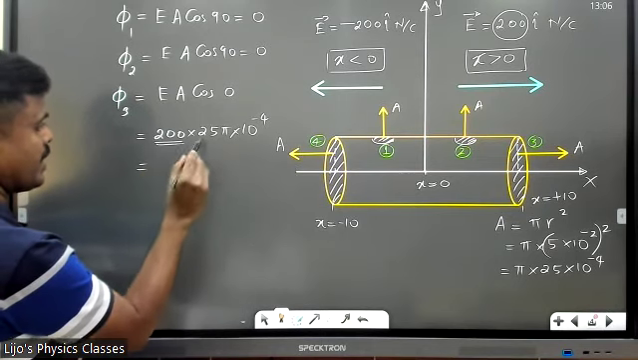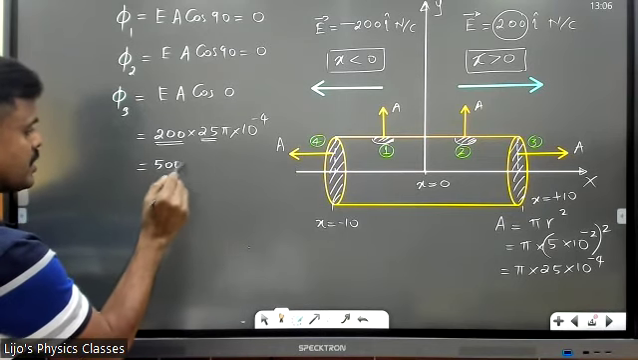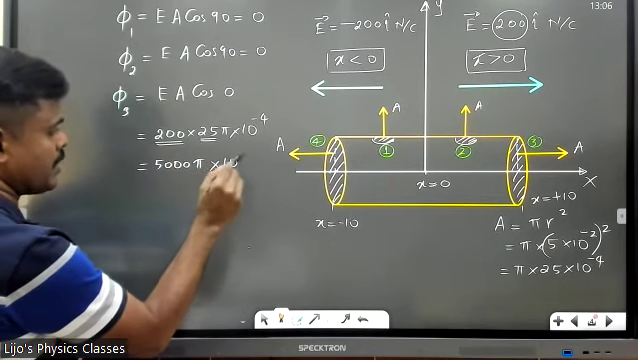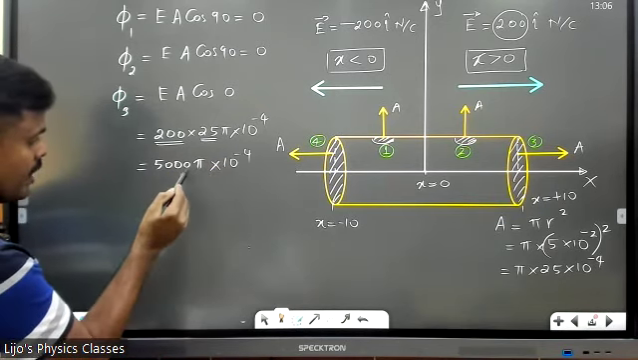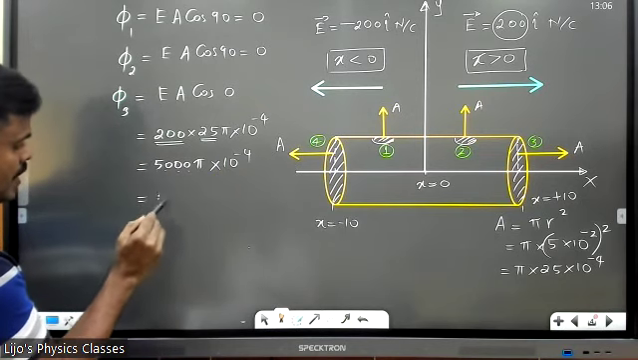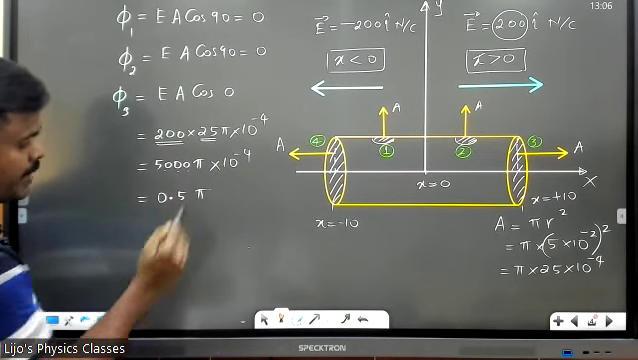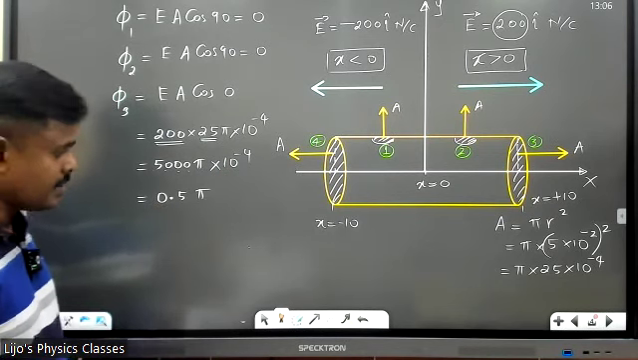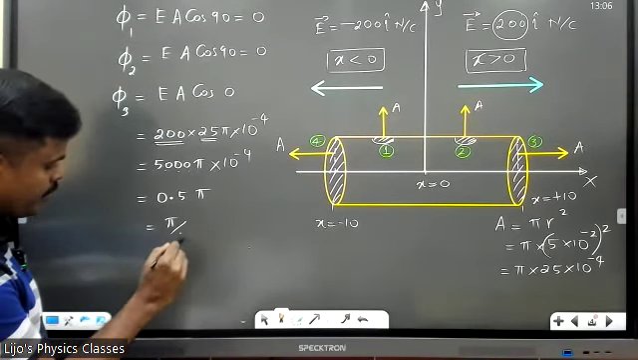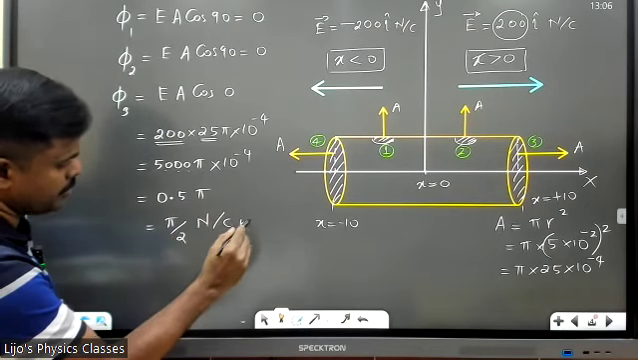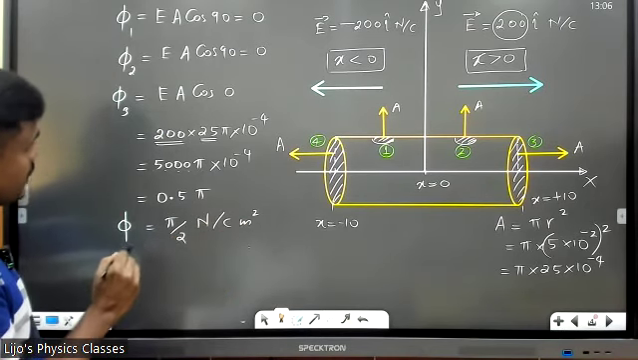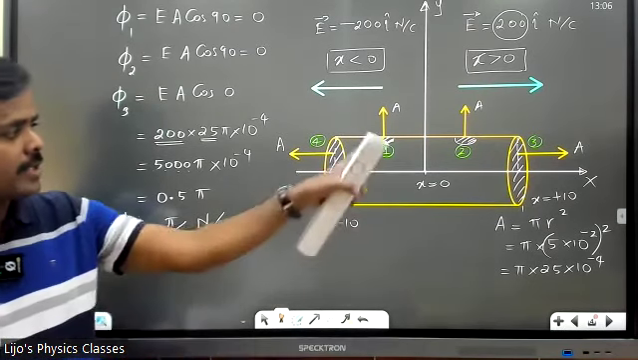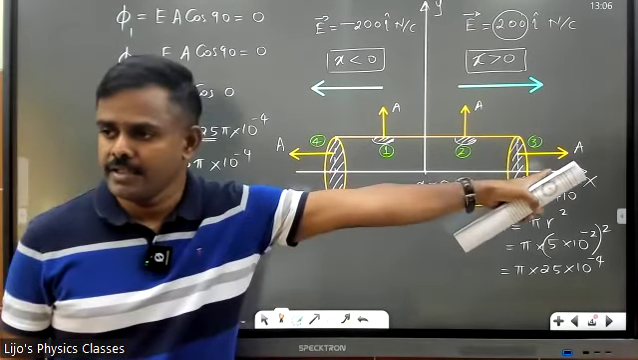25 into 200 is actually 5,000. 5,000 pi into 10 raised to minus 4. I'm done. 1, 2, 3, 4 places down, you're going to get 0.5 pi. But 0.5 is 1 by 2, right? So 1 by 2 into pi. What do we get? Pi by 2 Newton per Coulomb into meter square. I got the value of 5.3. That is the flux on the third surface.